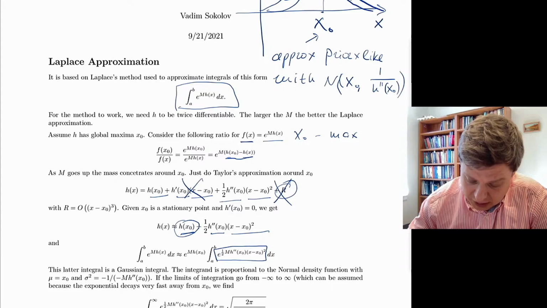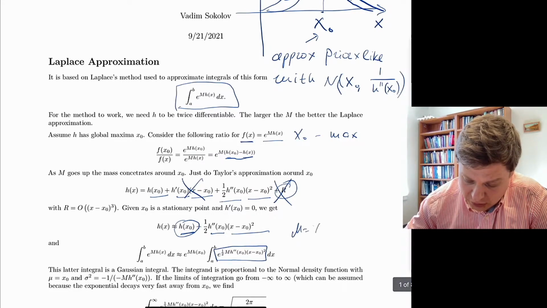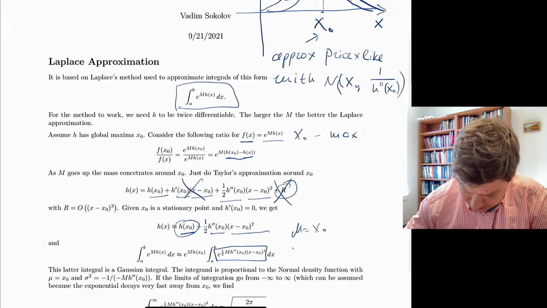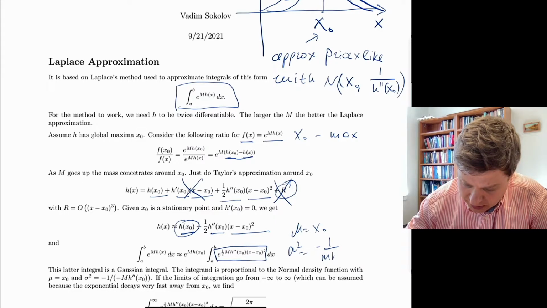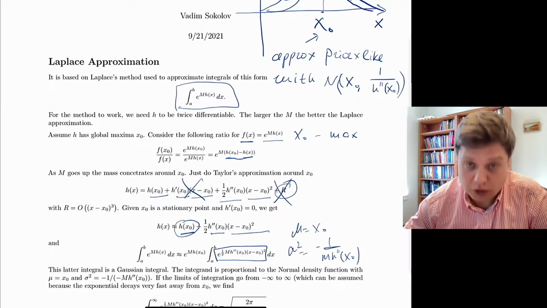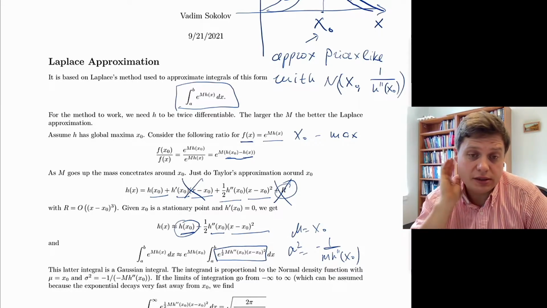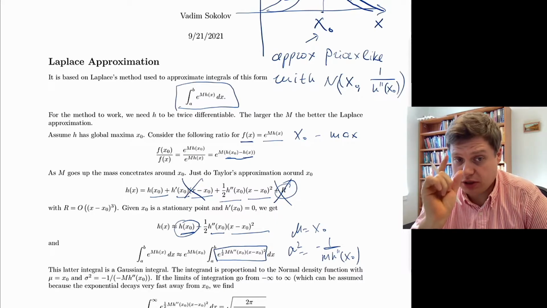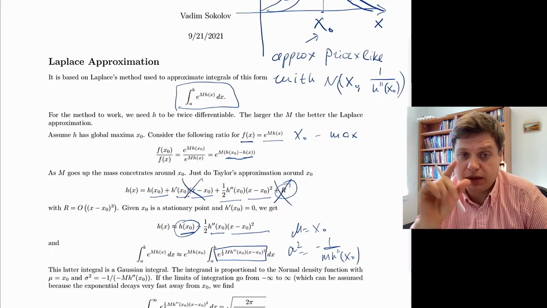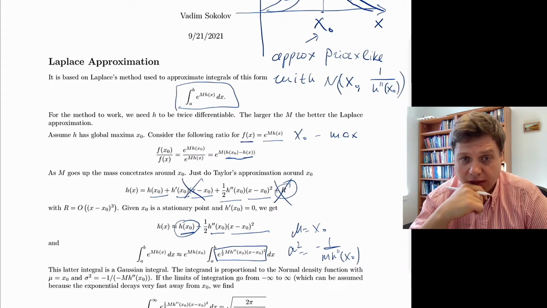And if you take a normal density with mu equal to x0 and variance equal to -1 over M h''(x0), then what you have under the integral, the integrand, will be the functional part of the normal density, minus the normalizing constant.